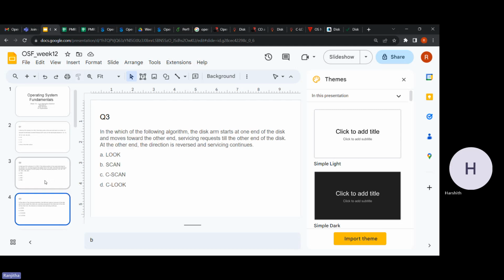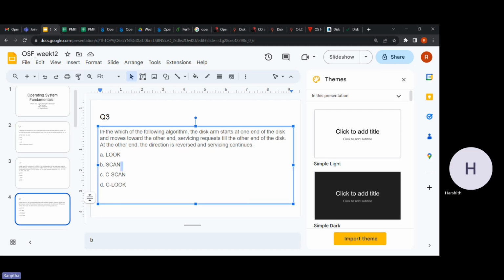In which of the following algorithms does the disk arm start at one end of the disk and move towards the other end, servicing requests till the other end of the disk? At the other end, the direction is reversed and servicing continues. So it is done in SCAN actually. It will start from one end to the other end and then in the reverse direction. So the answer here is SCAN, B.